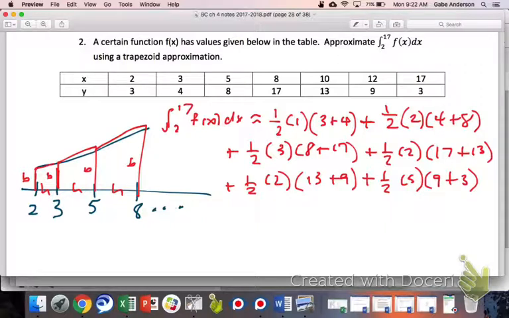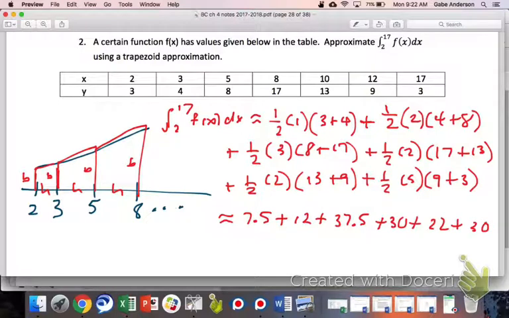So let's see here. We've got 7.5 plus 12 plus 37.5 plus 30 plus 22 plus 30. What's that? Oh, 6.5, right? No, well, 3.5. There we go. Okay, so if we add up the 0.5 ones, 41, 53, 83, 105, 135? Good? Help me out, I've got to stay sharp. It's Monday. I'm adding correctly. Okay, good. So 135, that's our approximation.